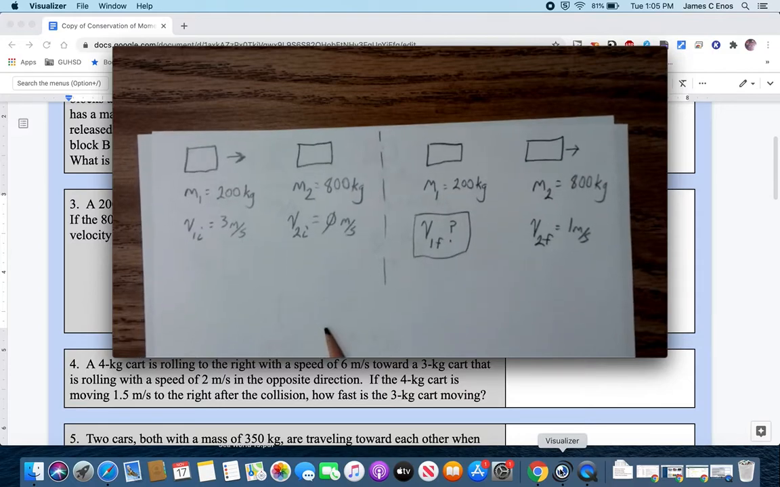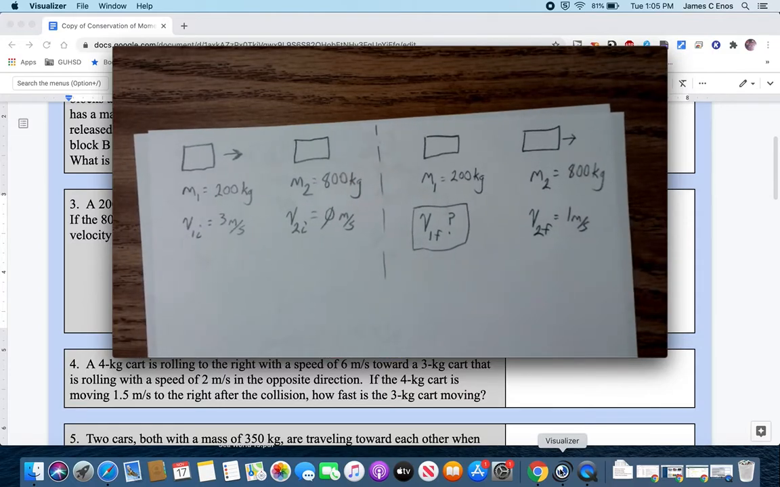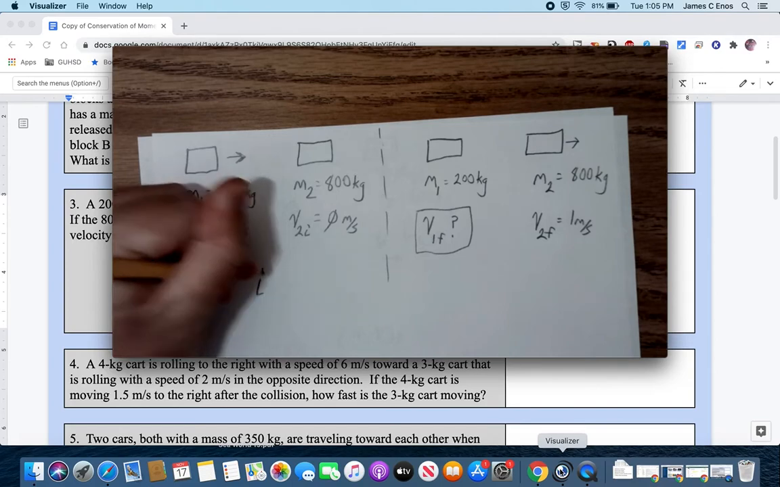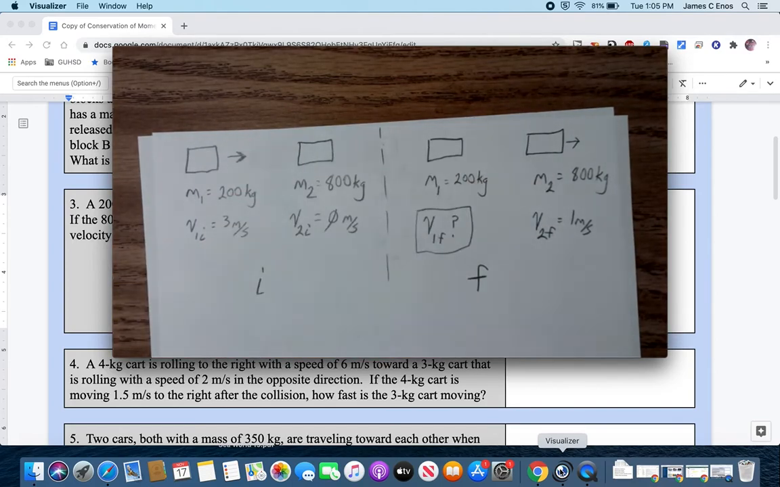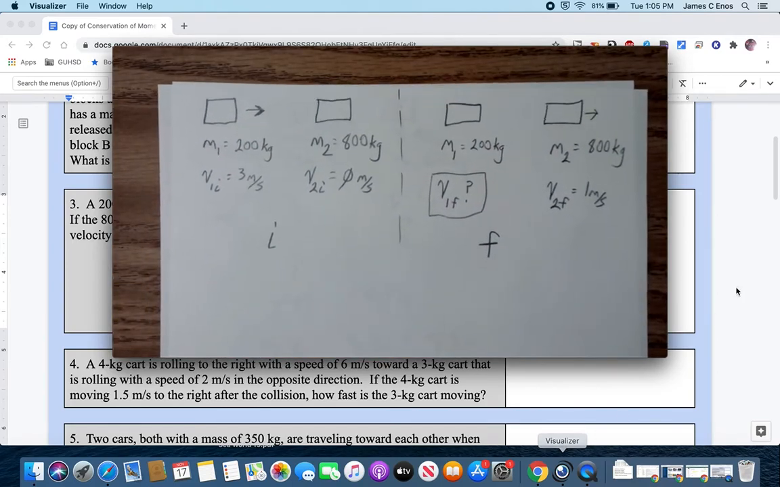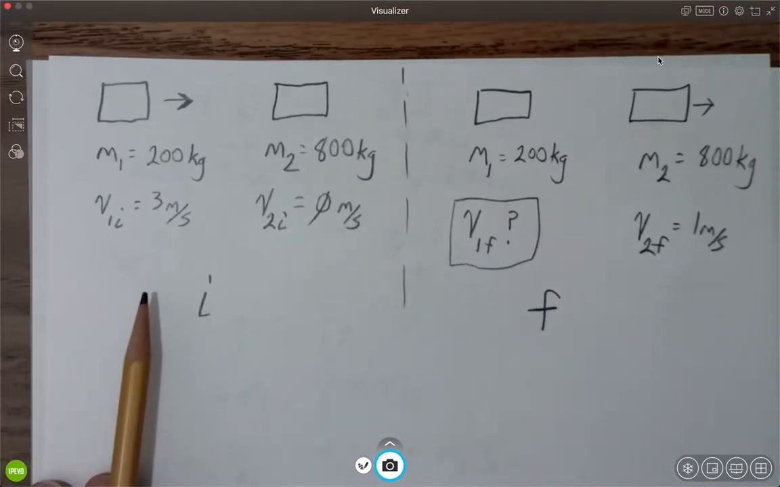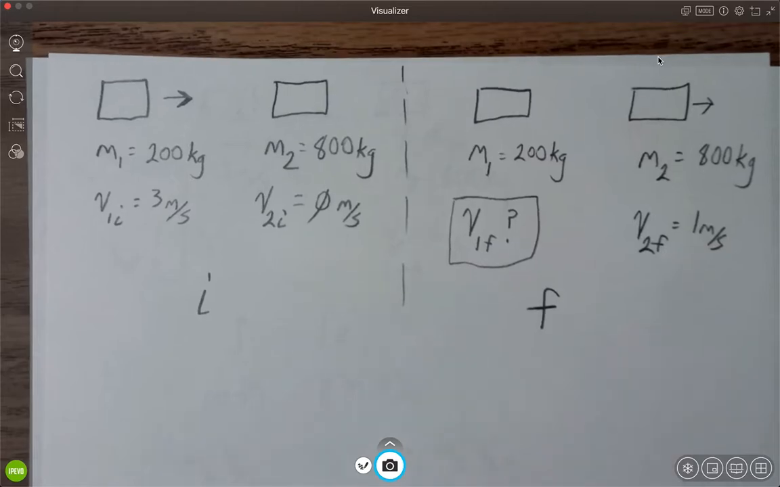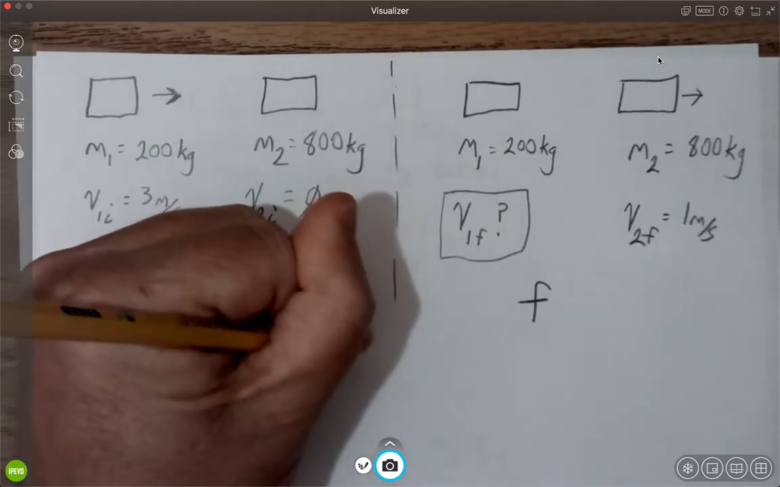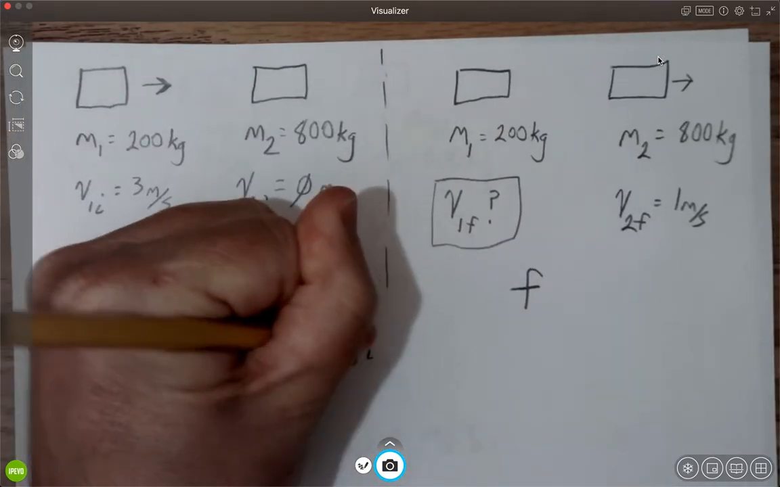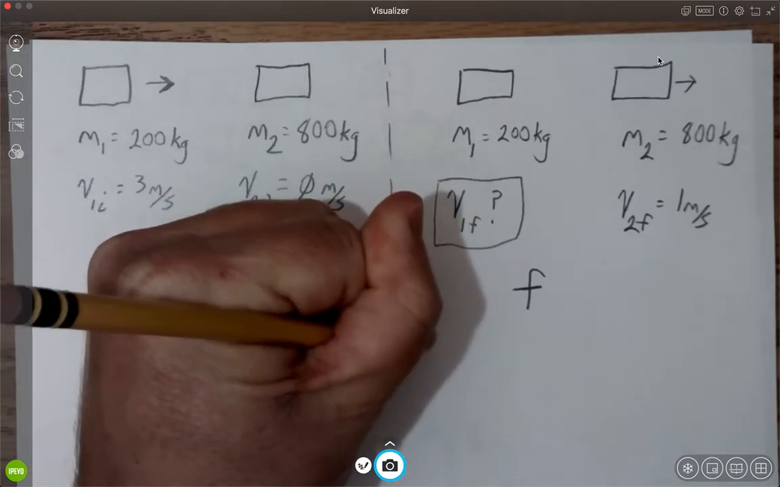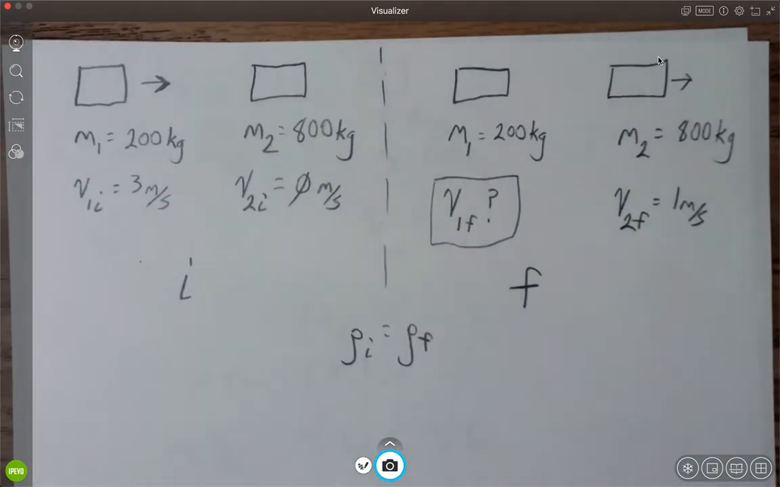So once again, we're going to draw the initial and the final. We want to draw the initial and the final as these boats collide, before they collide and after they collide. Because what we are saying is that momentum before is going to equal this momentum after. This momentum is going to be conserved.